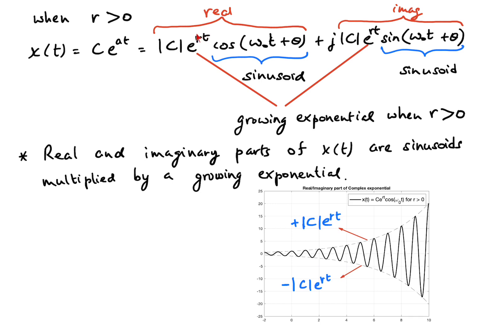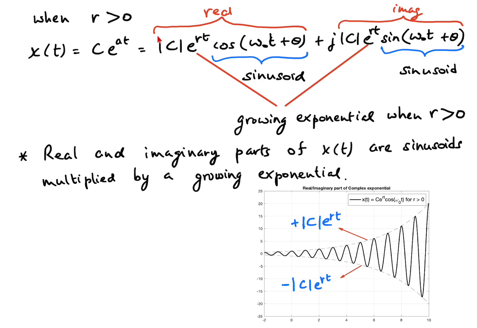Now here r is chosen to be greater than 0, so e power rt is going to be a growing exponential, right? So e power rt for r positive is going to be increasing in its envelope. So it's a growing exponential. That means the real part of the complex exponential is getting multiplied with a growing function, because as time increases, we will notice that this value keeps on growing. So the real and imaginary parts are getting multiplied with a growing exponential.